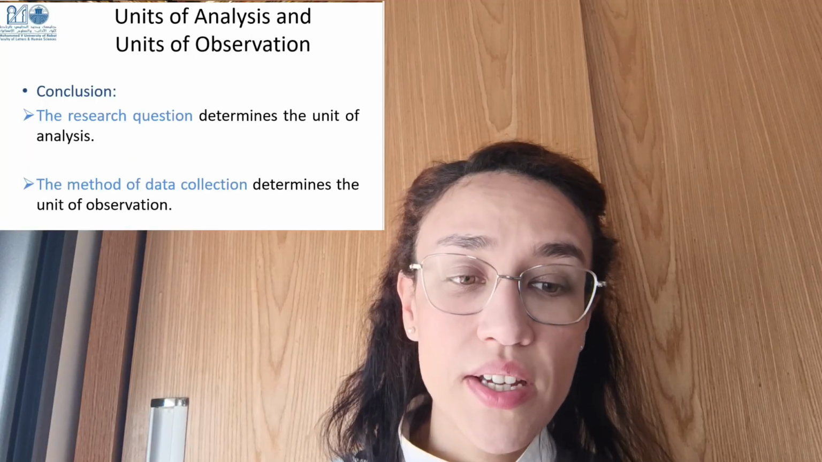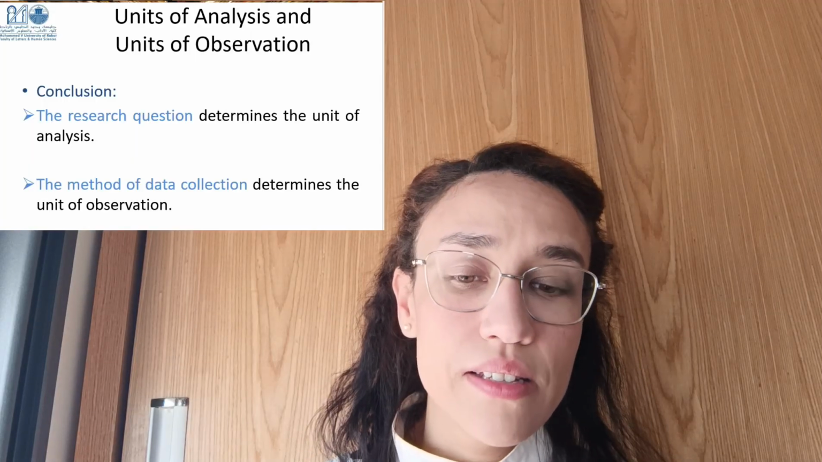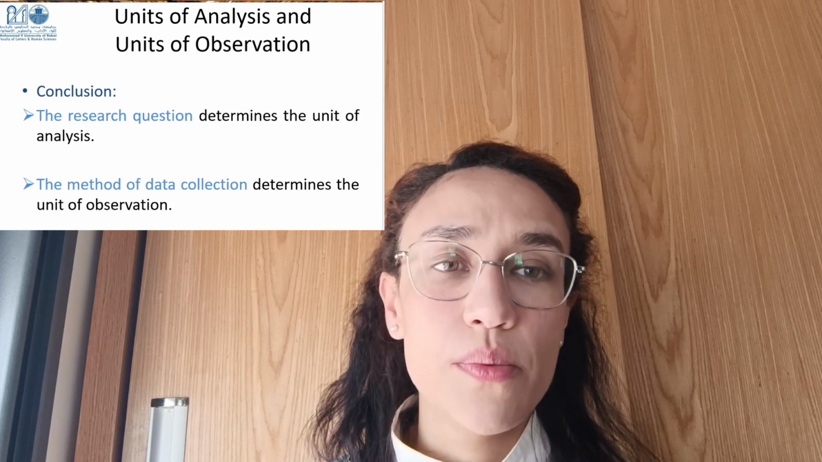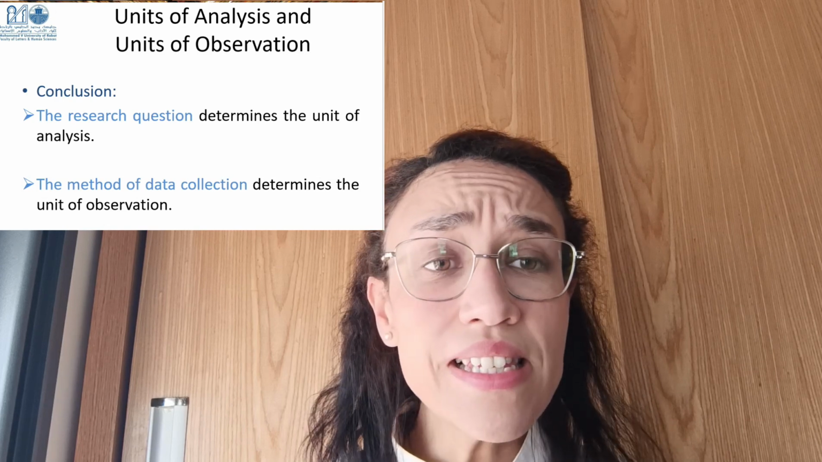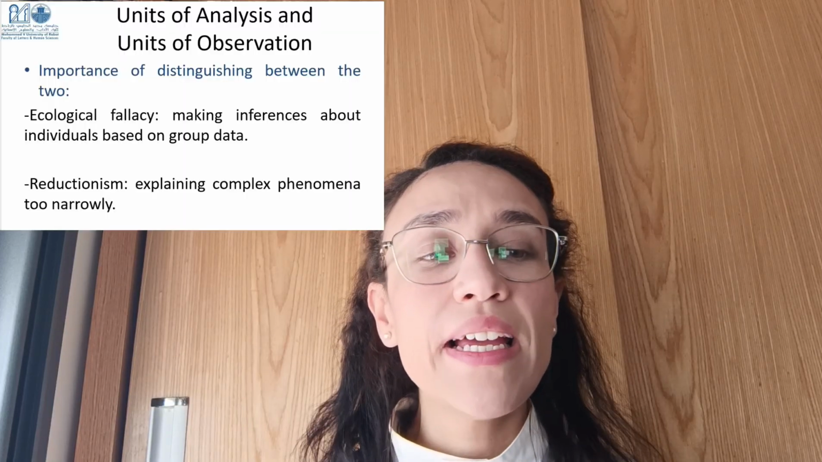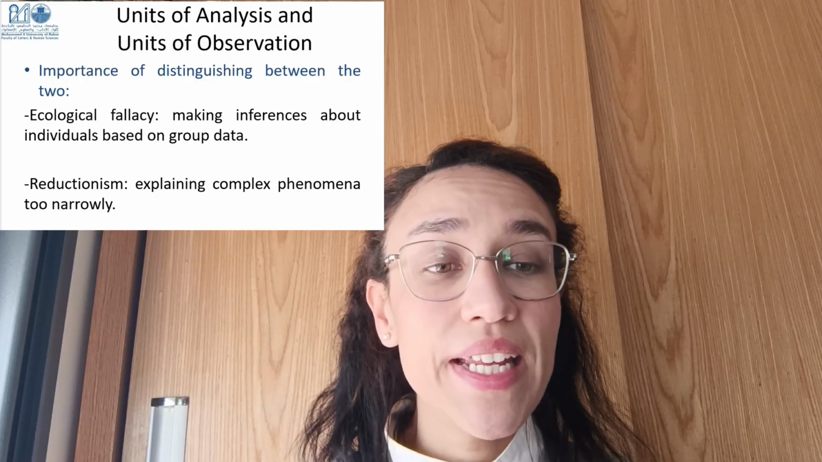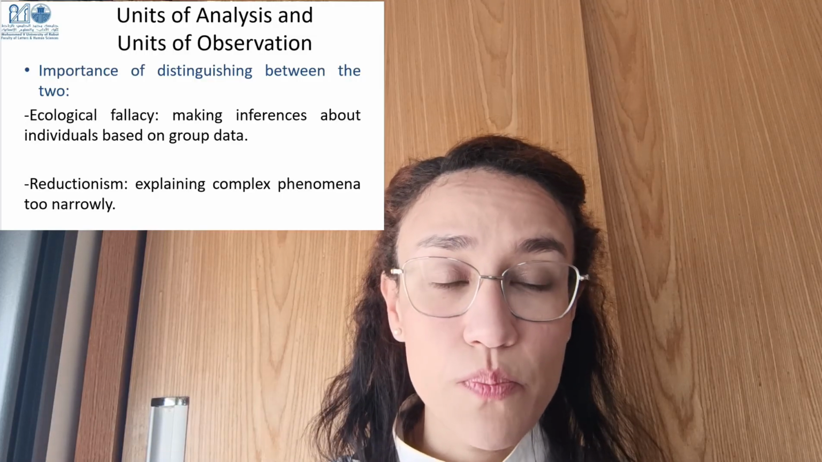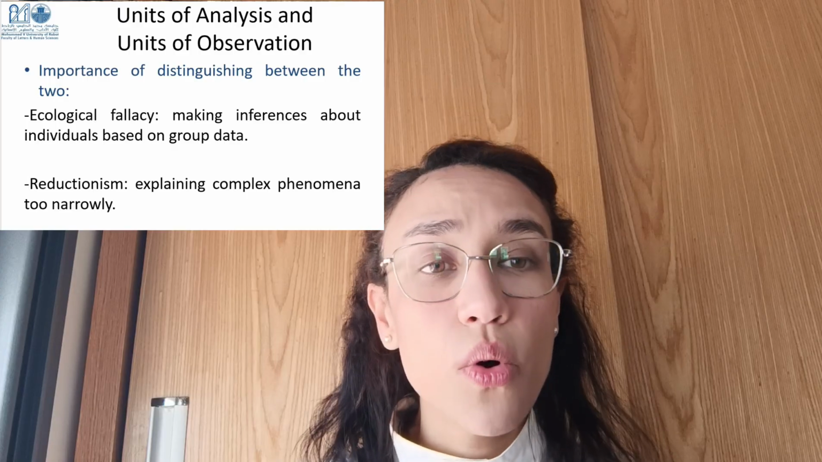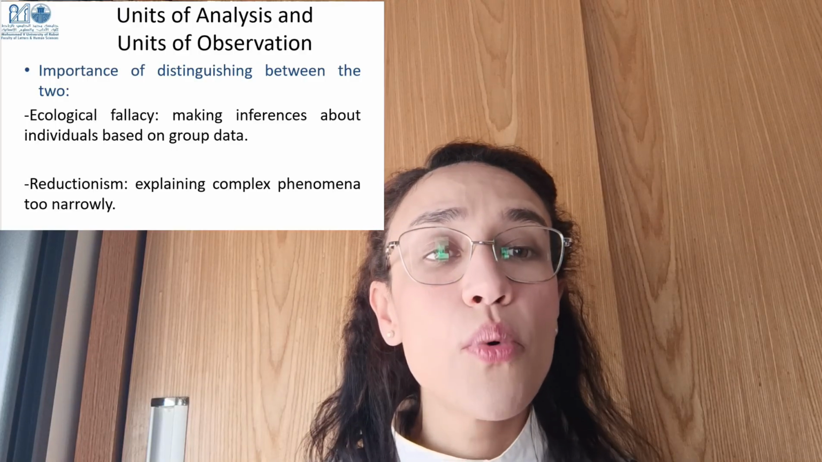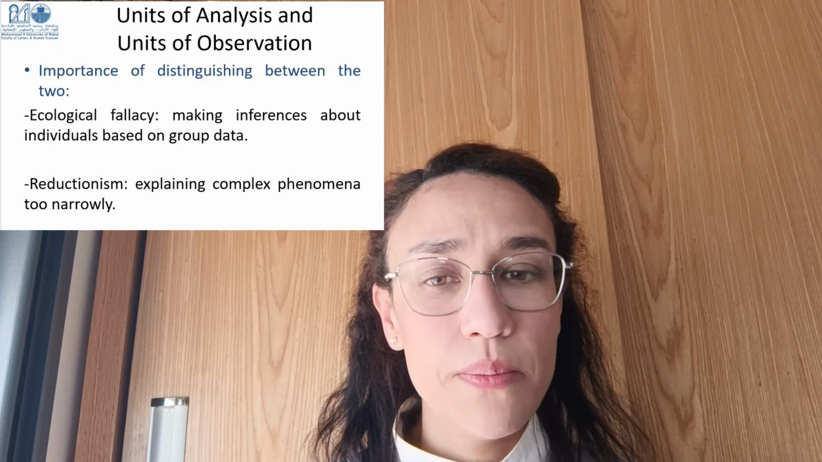So in conclusion, the research question determines the units of analysis, while the method of data collection determines the units of observation. It is important to distinguish between the two because confusing them can lead to errors such as the ecological fallacy, which is about making inferences about individuals based on group data, or reductionism, which is explaining a more complex, broad phenomenon too narrowly.